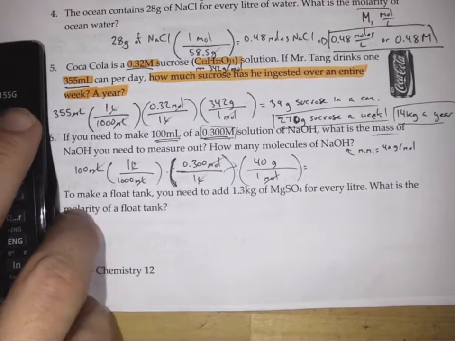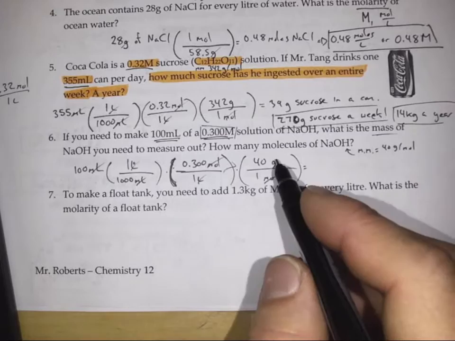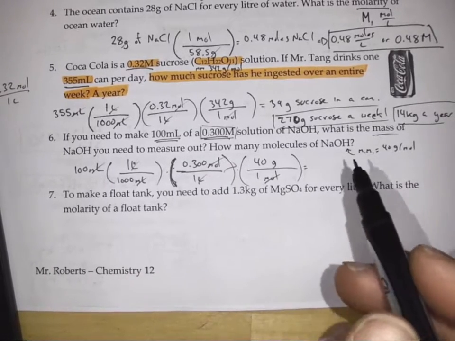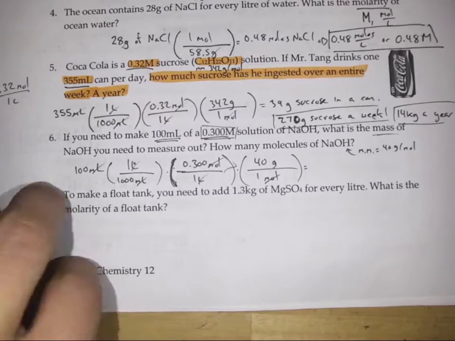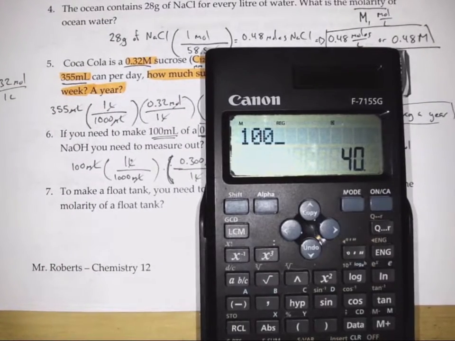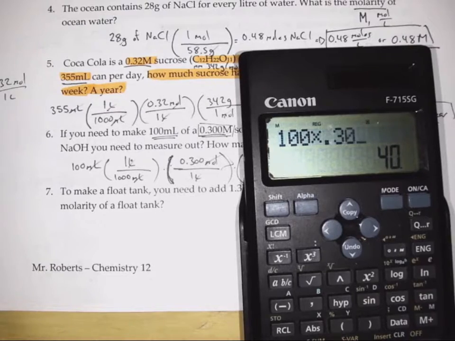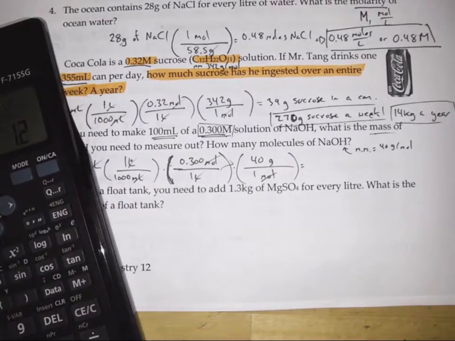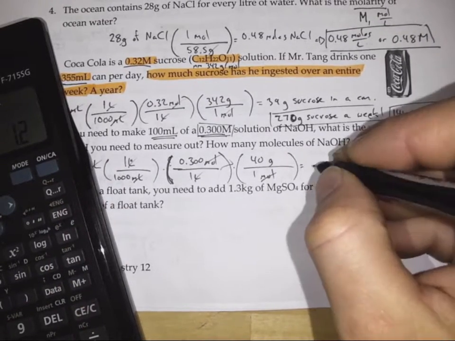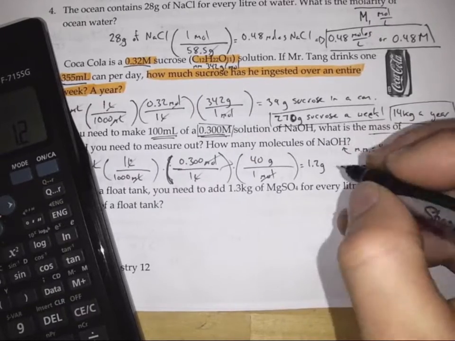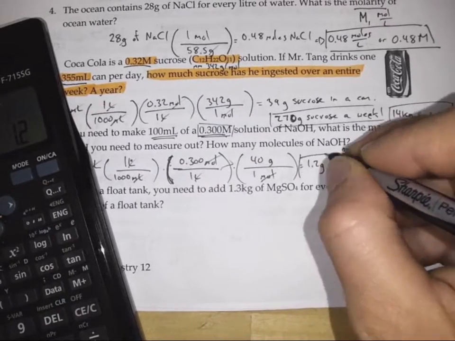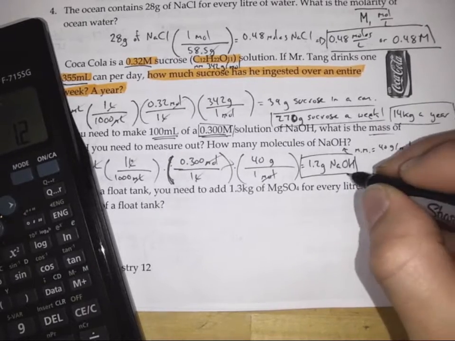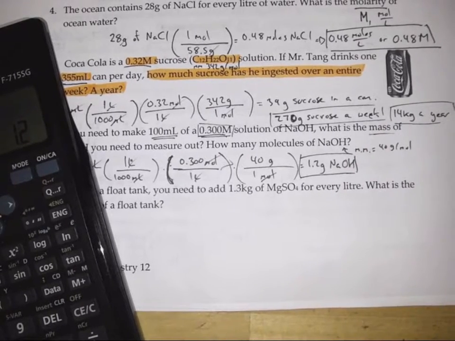So we find, oh, and that's going to tell us the number of grams, the mass, but it won't tell us the number of molecules. So I think maybe we'll calculate this first. So we got 100 times 0.300, which is really just 0.3, times 40. And we'll divide that by 1,000. Looks like we need to measure out about 1.2 grams. That's not an answer for how many molecules, though. So that's some number of molecules, probably a lot, actually.